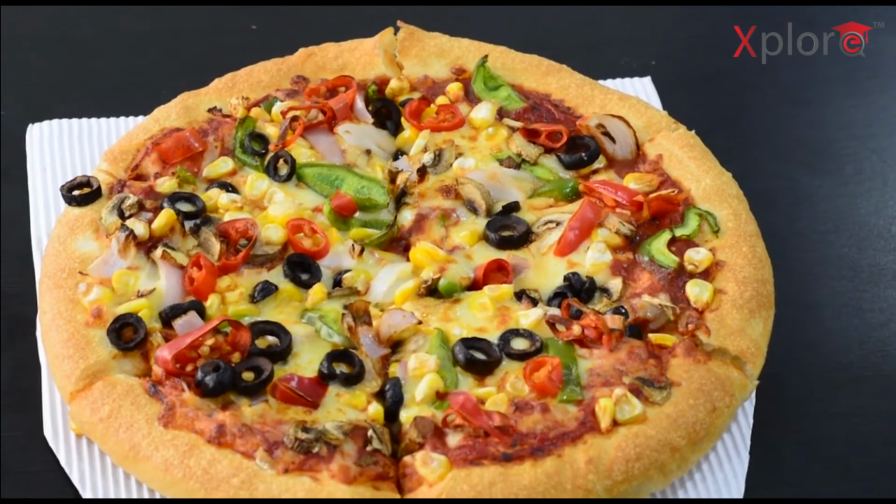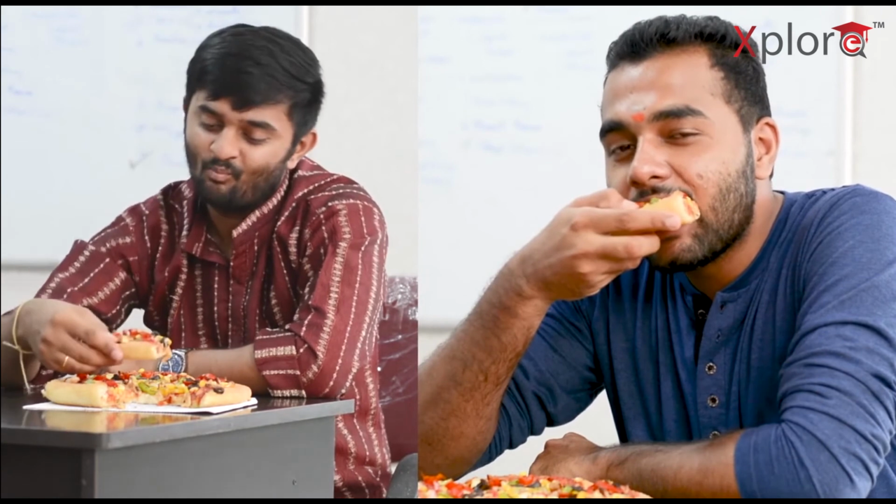From a pizza of 6 slices, Pranay ate 3 slices and Jayant ate 2 slices. The ratio of quantity consumed by Pranay to that of Jayant is 3:2.